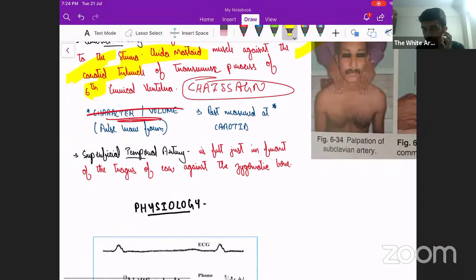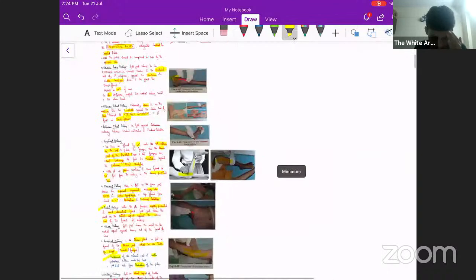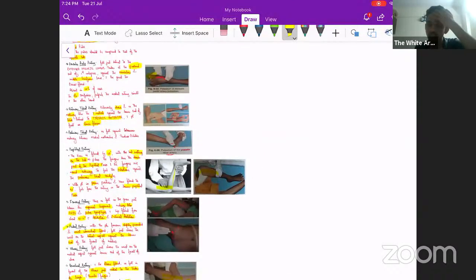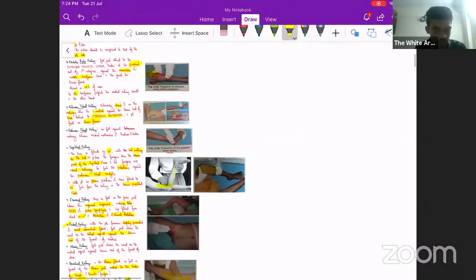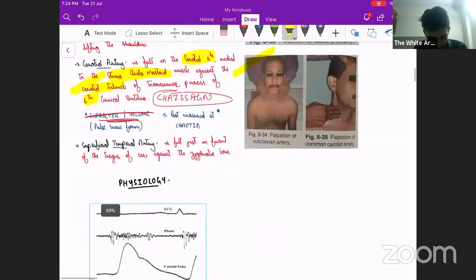Next is the superficial temporal artery, next to the tragus, just next to the tragus over the zygomatic bone. Go and measure. So this was about the method of examination of all the peripheral arteries along with the central arteries like carotid and subclavian. That was very important.